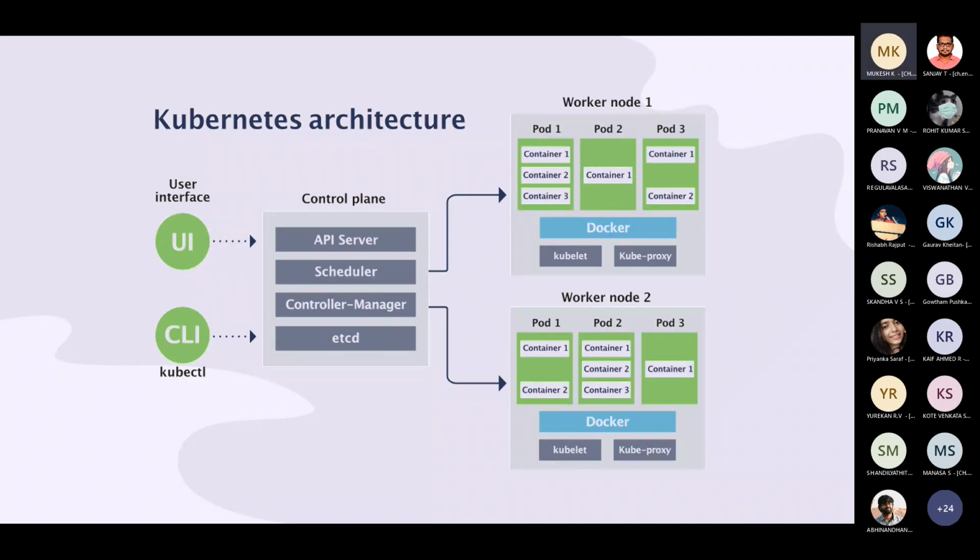And finally, we have etcd. It's like a database. It stores distributed key-value data, and it manages all the metadata of these worker nodes. Now let us see the components in the worker node.